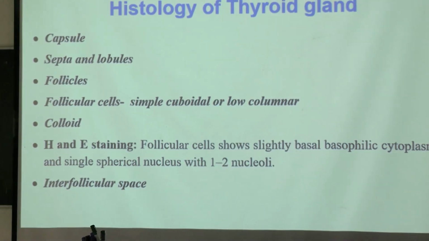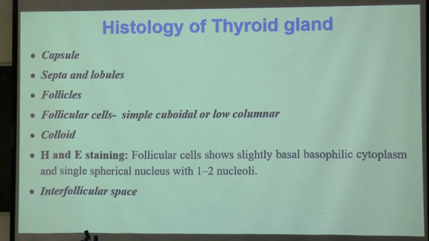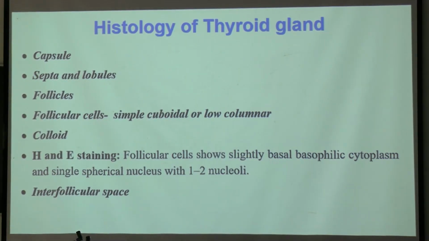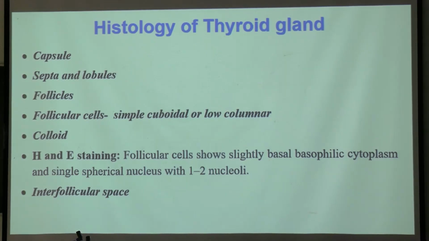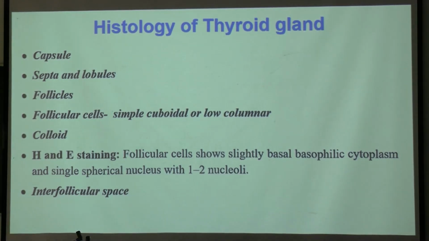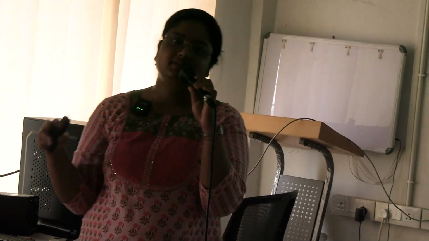Next there is septa. From the capsule, from the true capsule, there are invaginations, forming the septa, dividing the gland into different lobules, thyroid lobules. And the lobules consist of the follicles. Follicles are rounded or oval in shape. They are of different sizes. Okay, and within the follicle lies the thyroglobulin, which is a colloid material and stains pink with hematoxylin eosin staining.